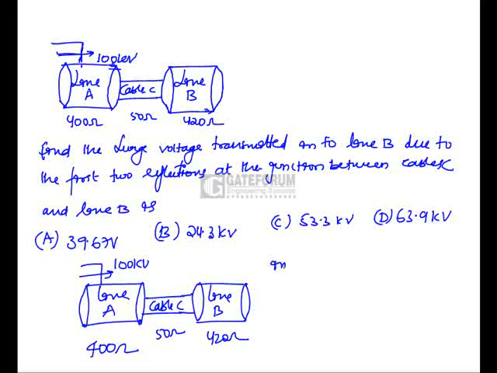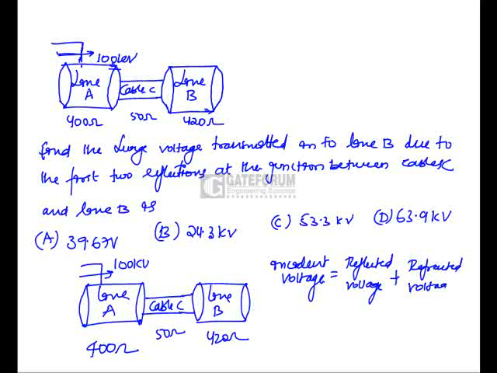Now, always remember that incident voltage is equal to reflected voltage plus refracted voltage. Since there is no change in impedance in line A, there will be only the incident wave, which is going to travel up to cable C.